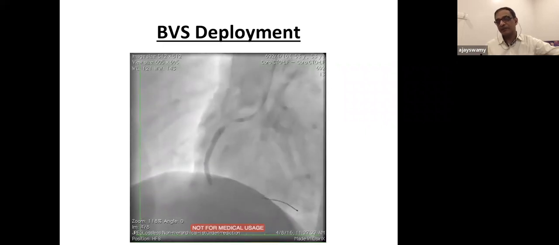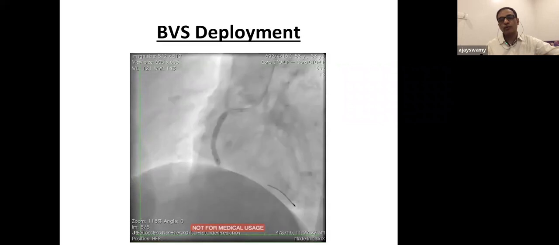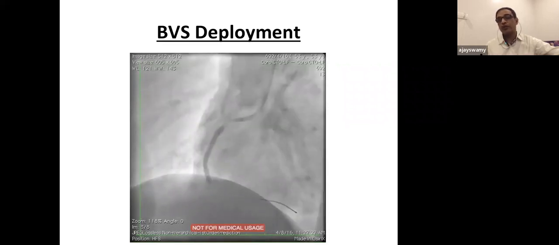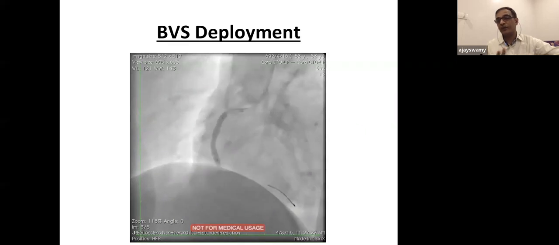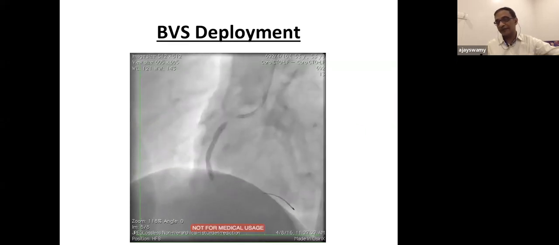You go up to 6 atmospheres at reasonable speed. From there, you don't go more than 2 atmospheres per second. And after 12, you don't go faster than 1 atmosphere every 2 seconds. That means you go very, very slowly.